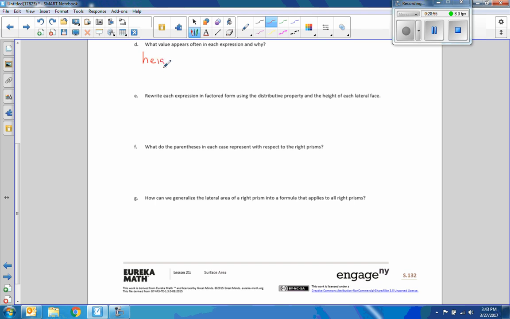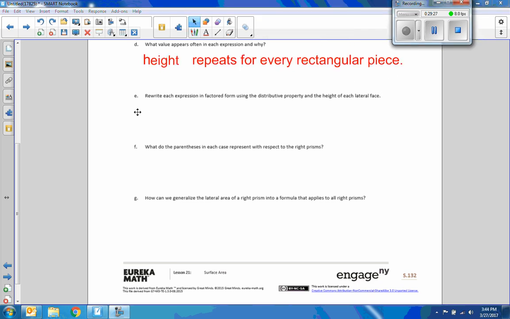I don't know how to spell height. H-E-I-G-H-T, repeats for every rectangular piece. Okay, the height repeats for every rectangular piece. Okay, that's a little more legible now. I'm amazed this computer program can read my writing, but anyway.